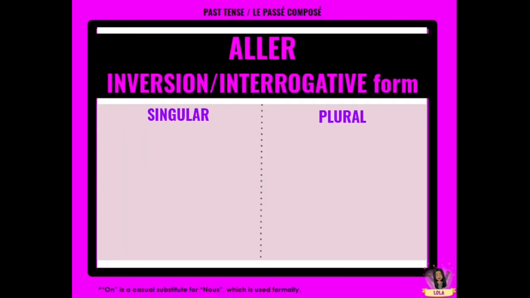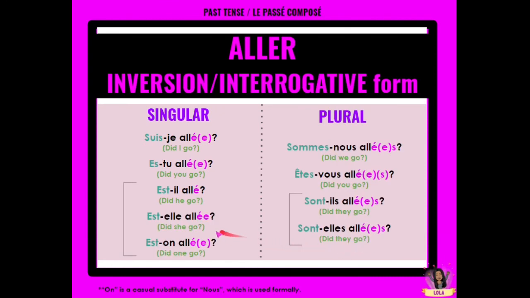So now we're going to look at aller and conjugate the whole thing. So je suis, flipping it, becomes suis-je, and then allé. Did I go? Es-tu allé? Did you go? Est-il allé? Did he go? And then, of course, we have est-elle allée? Est-on allé? Sommes-nous allés? Êtes-vous allés? Sont-ils allés? Sont-elles allées?